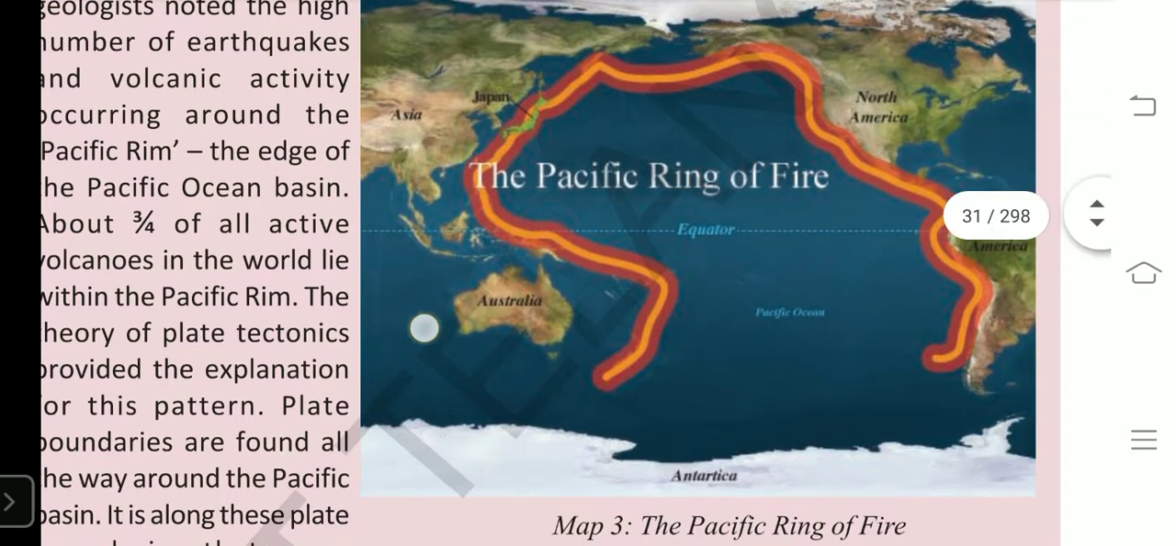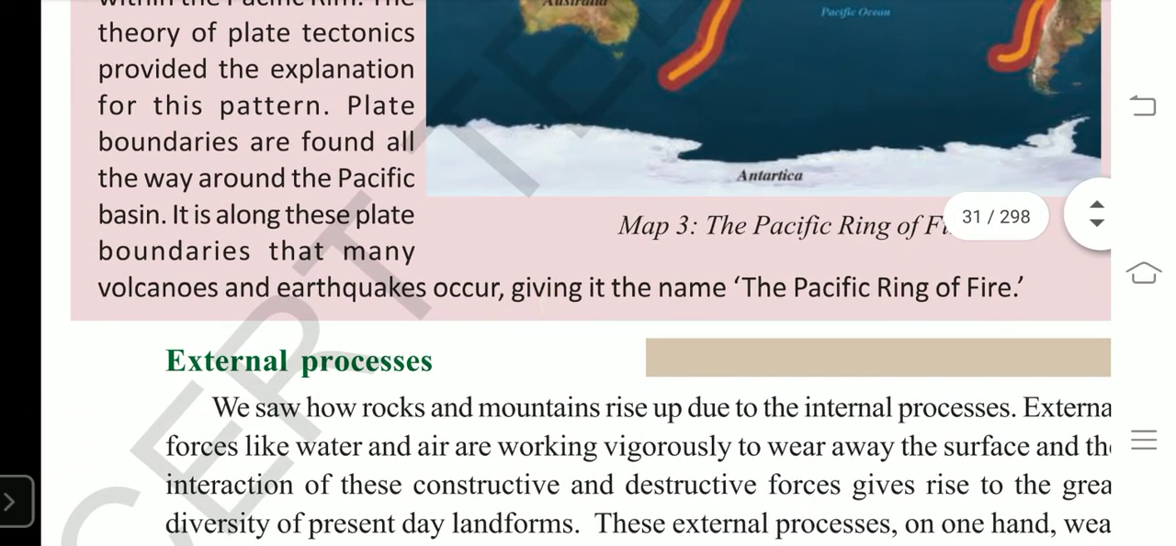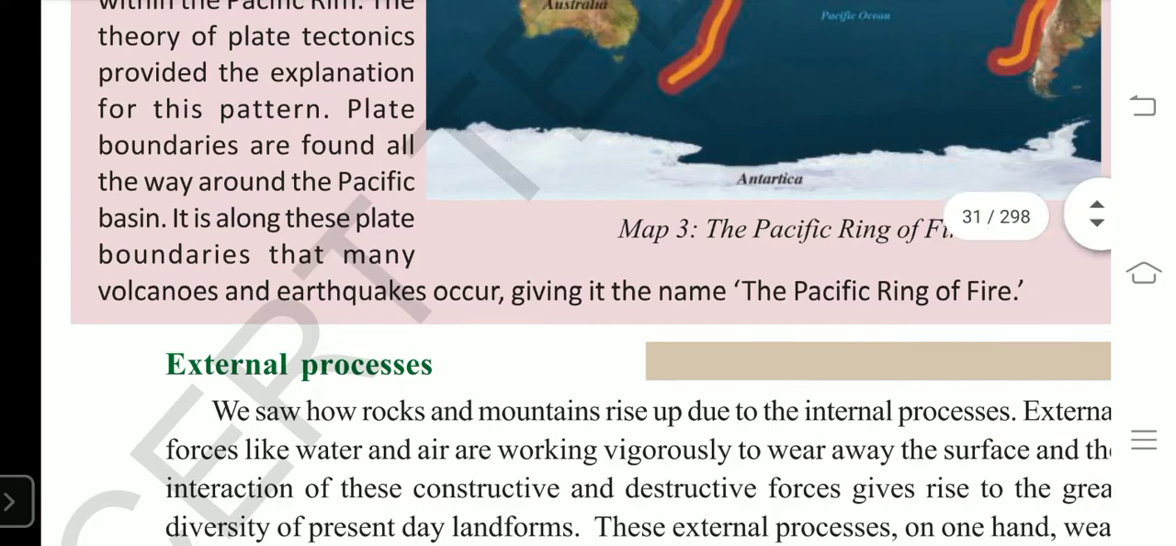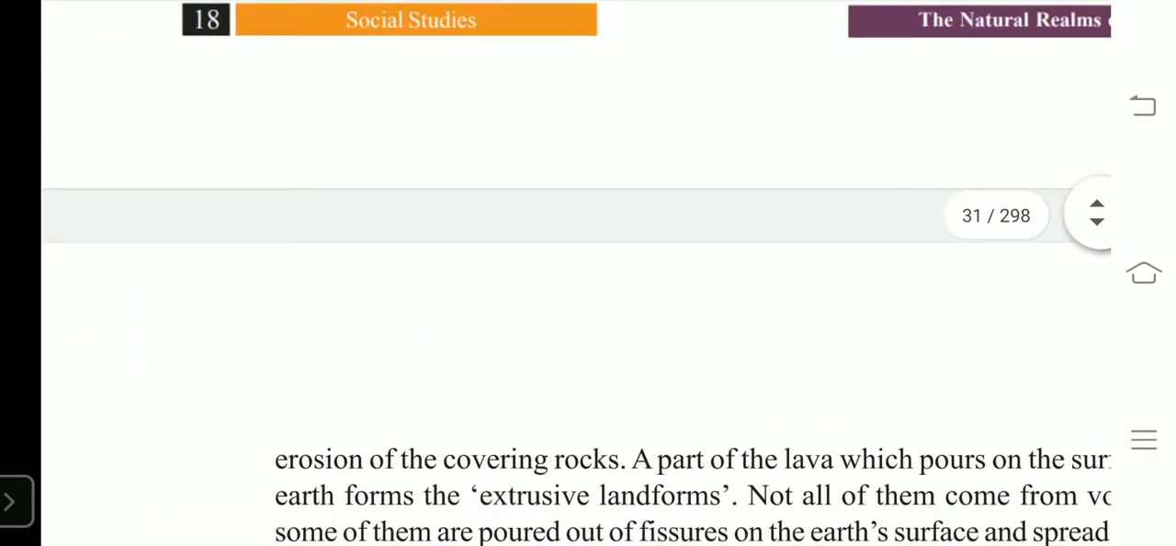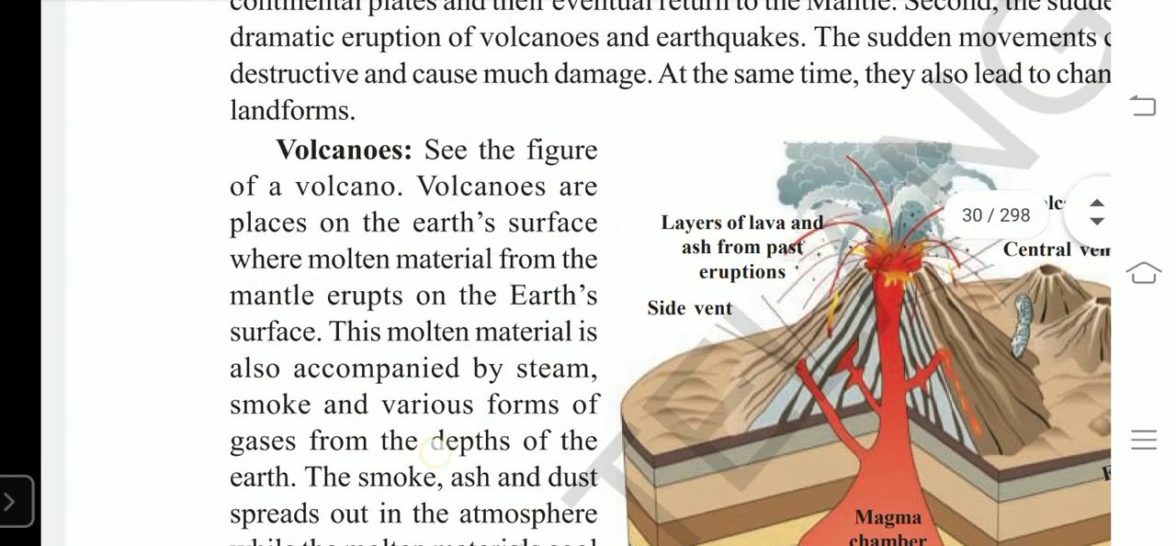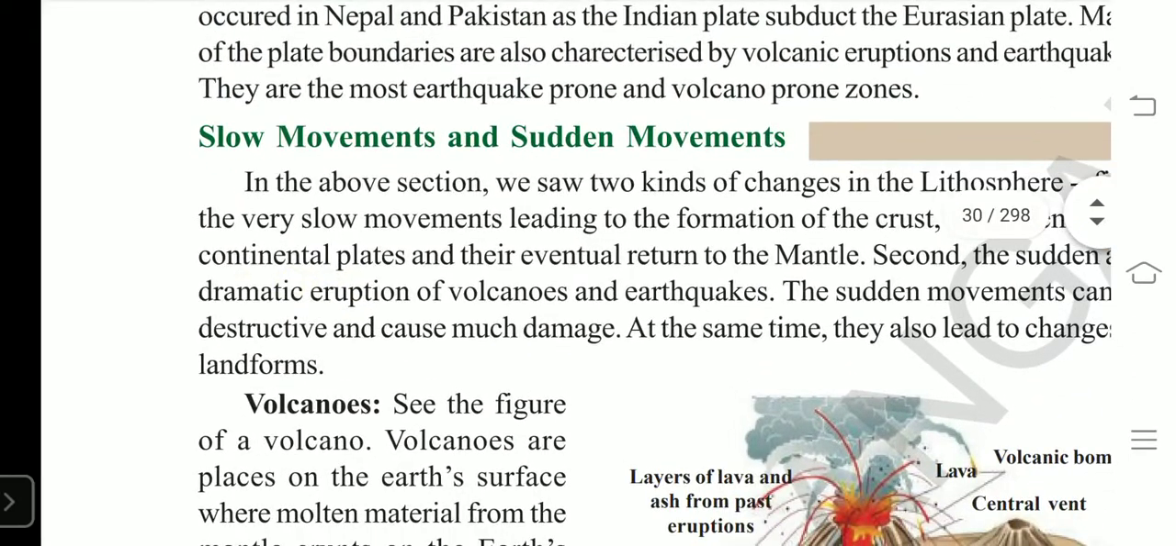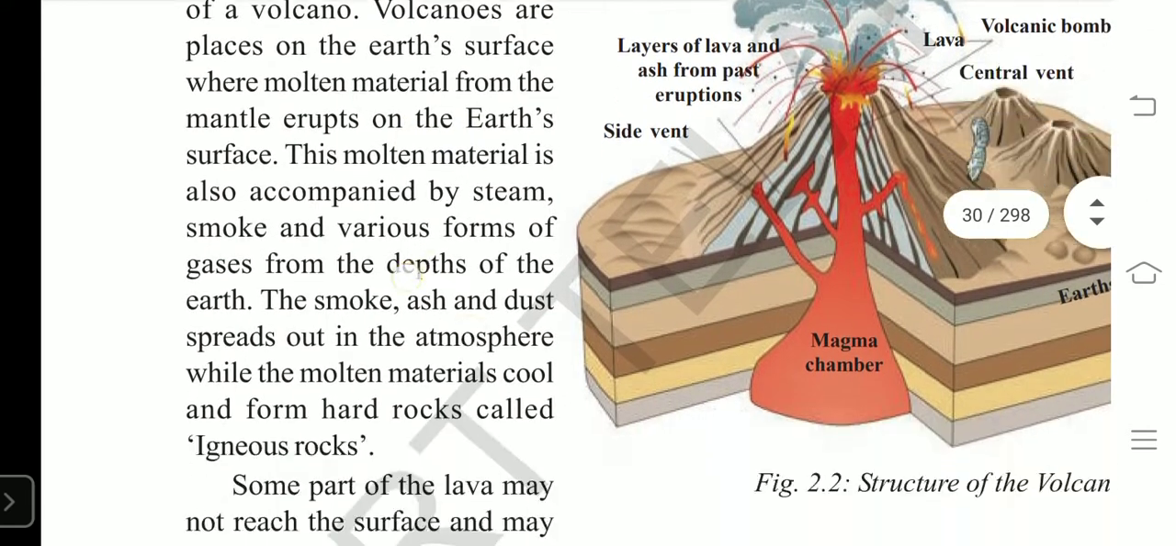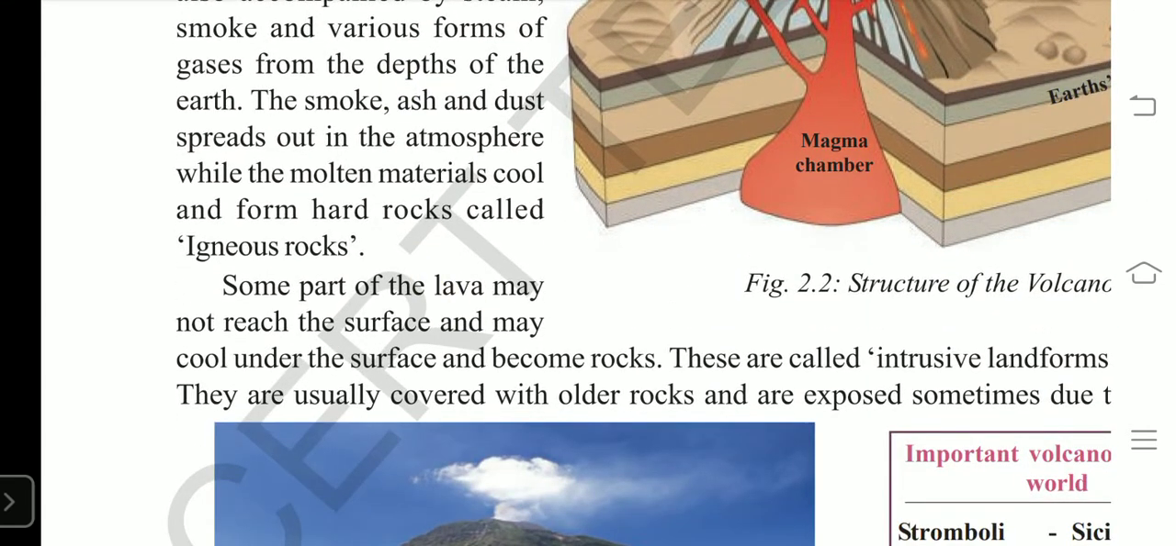Next, we will see external processes, right? There are two types of processes: internal processes and external processes. In the last class, we saw internal processes. What is meant by internal process? Some kind of activities taking place inside the earth, in the mantle. We have seen slow movement and sudden movement. Slow movement and sudden movement of the plates have created some landforms, some relief features.